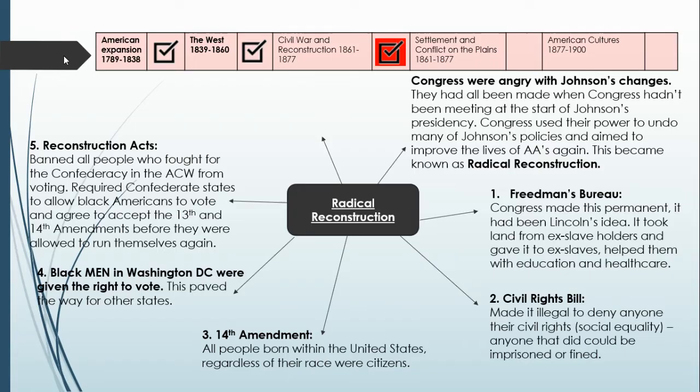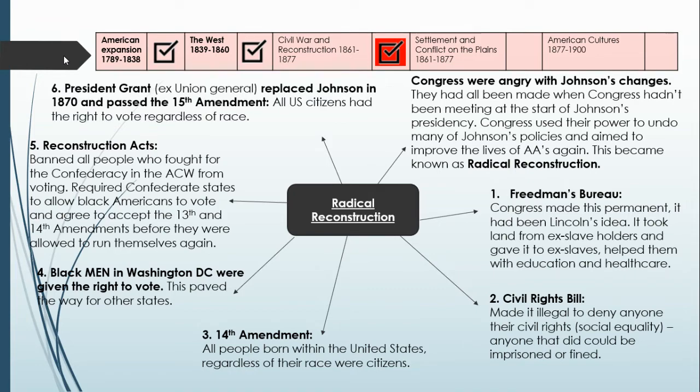Okay, so once again, sorry to keep repeating this, but it's really important. The 13th Amendment, which gave them their freedom and banned slavery. The 14th Amendment, which made them a citizen and ensured that they were protected by the law. If they refused to accept these, they would not be allowed in the Union, and they would not be allowed to run themselves again. So these are the compromises that had to be made by southern states if they wanted to return to independence within the Union.